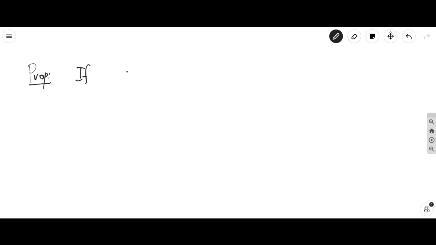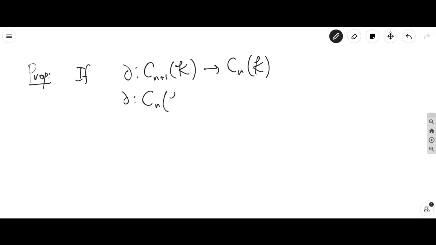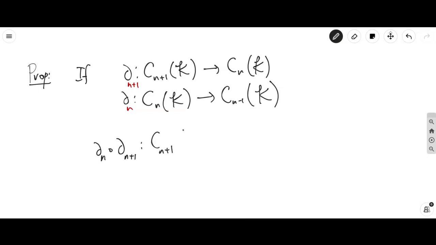So if you have a boundary operator from Cn plus 1 of a complex into Cn of a complex, and then you have another one from Cn of the complex into Cn minus 1 of a complex. Maybe if you want to be careful, you can decorate this as delta n plus 1, delta n, but we usually do not write that because we can figure out from context which one it is. So if you do this one followed by that one, then you're getting a map from Cn plus 1 chains to those chains, and this is the 0 map.